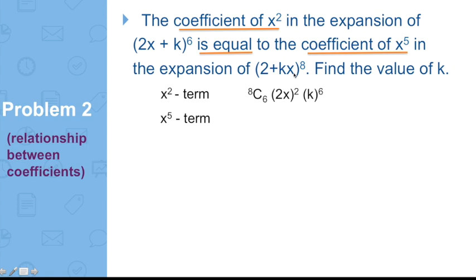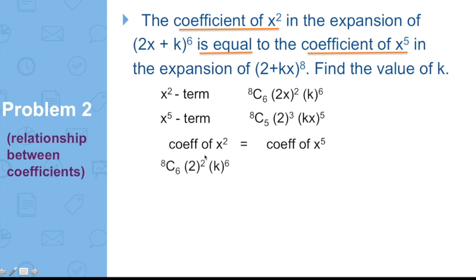So the kx, or the x, is in the second term. So for us to have a fifth power, the kx must be raised to the fifth power. And it follows that the power, or the index, for the first term is 8 minus 5, which is 3. But what we want only are the coefficients. So we will get now the coefficient of x squared is equal to the coefficient of x to the power of 5. And this is what we're going to get.